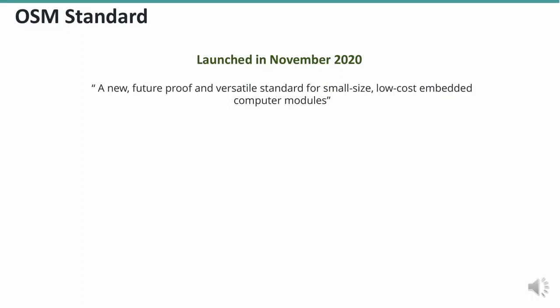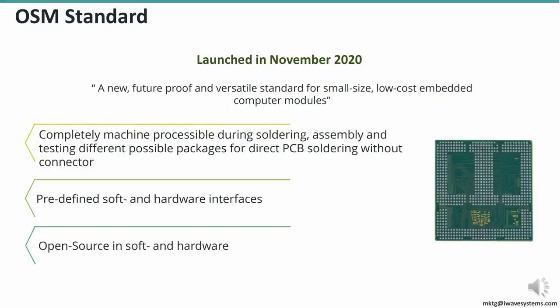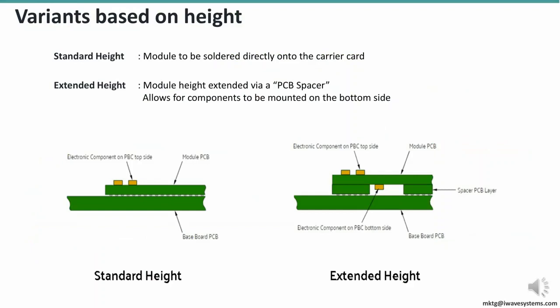If you look at the specification, this is completely machine processable, and you don't need a connector. That is the main difference of this specification. The hardware interfaces are completely predefined by the committee, and it's fully open source. That helps a lot, so anybody can design and the ecosystem can evolve. There are two different heights defined in this standard. One is the standard height you see on the left side, and on the right side you see the extended height.